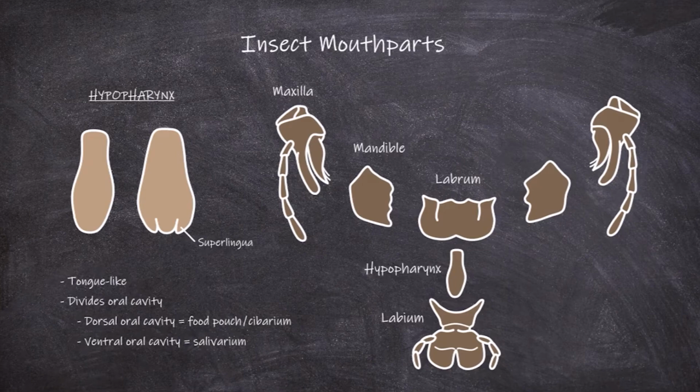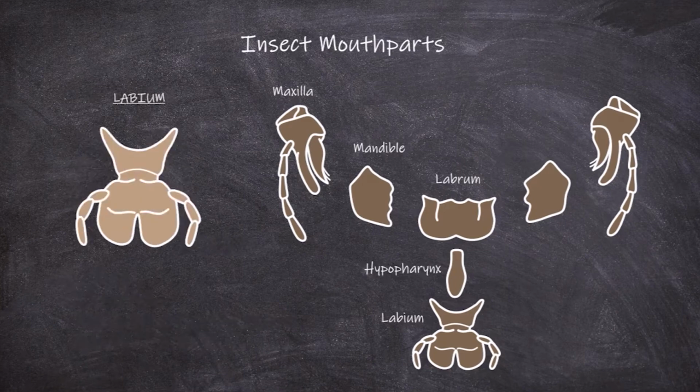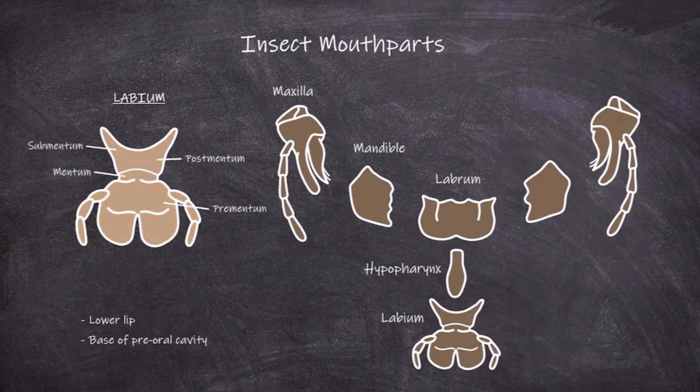The last mouth part is the labium, which is also known as the lower lip. The labium forms the base of the preoral cavity of the insect mouth. It is made up of two larger areas, the postmentum and the prementum. The postmentum itself can be divided into two parts, the submentum and the mentum. The prementum has a pair of labial palps that come off each side. At the end of the prementum, there are a pair of glossae. Then out from this are a pair of paraglossae.